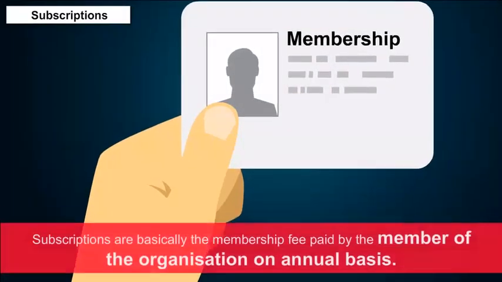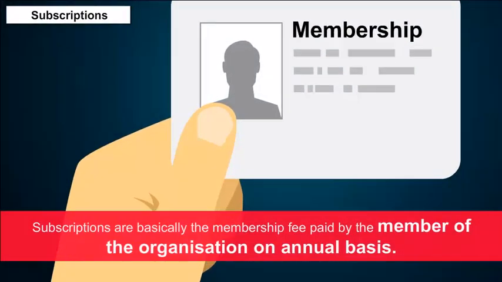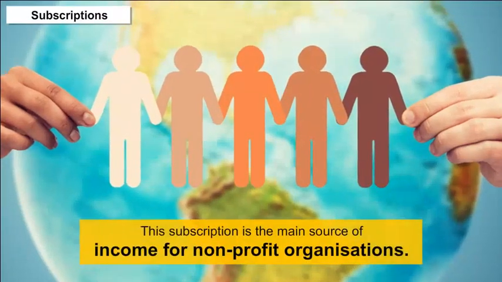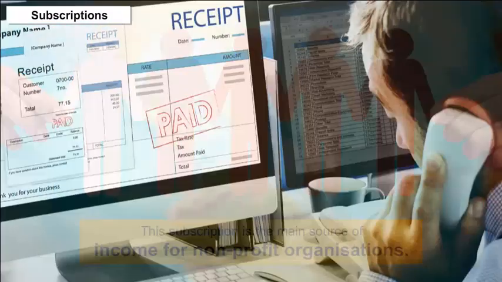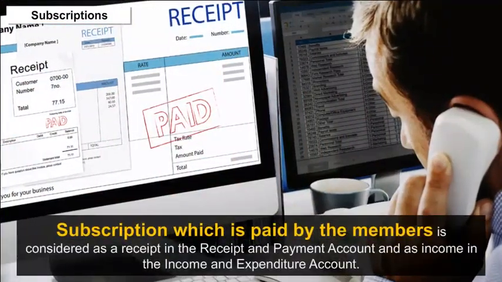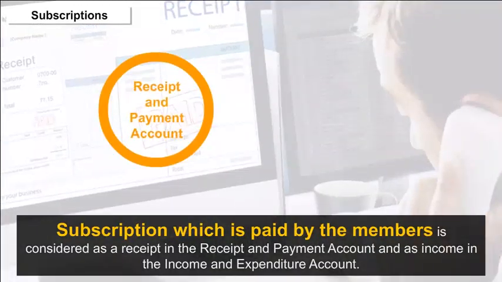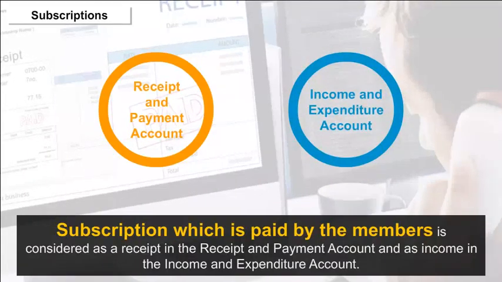Subscriptions. Subscriptions are basically the membership fee paid by the members of the organization on an annual basis. This subscription is the main source of income for non-profit organizations. Subscription, which is paid by the members, is considered as a receipt in the receipt and payment account and as income in the income and expenditure account.